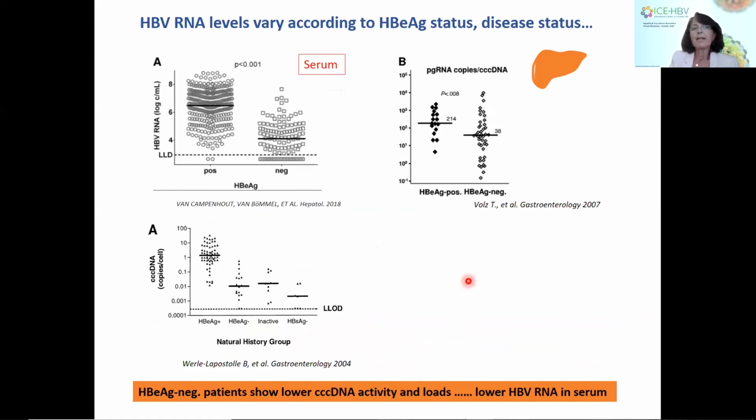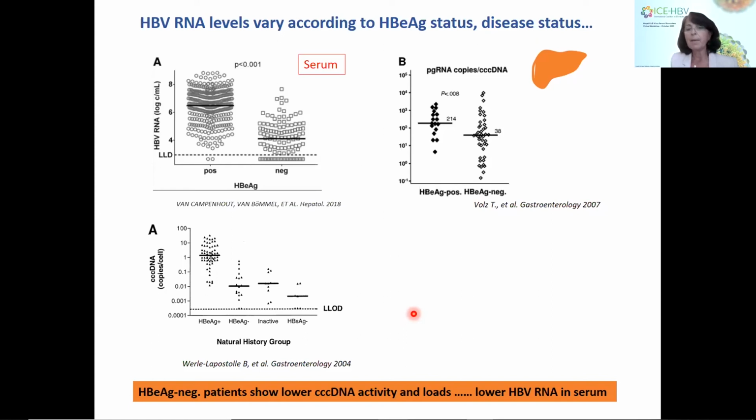But HBV RNA level might vary according to antigen status and disease status. The study by Van Bommel also showed that for e-antigen, there is a significant difference between antigen positive and negative patients regarding the amount of HBV RNA in serum. And years ago, we also observed in a cohort of untreated patients that e-antigen negative patients show lower cccDNA activity, also measured as pregenomic RNA copies per cccDNA. And we know from the DNA study, also the old study from Werle-Lapostolle, that e-antigen negative patients also have lower cccDNA amount, so lower cccDNA activity and loads lead to lower HBV RNA in serum.